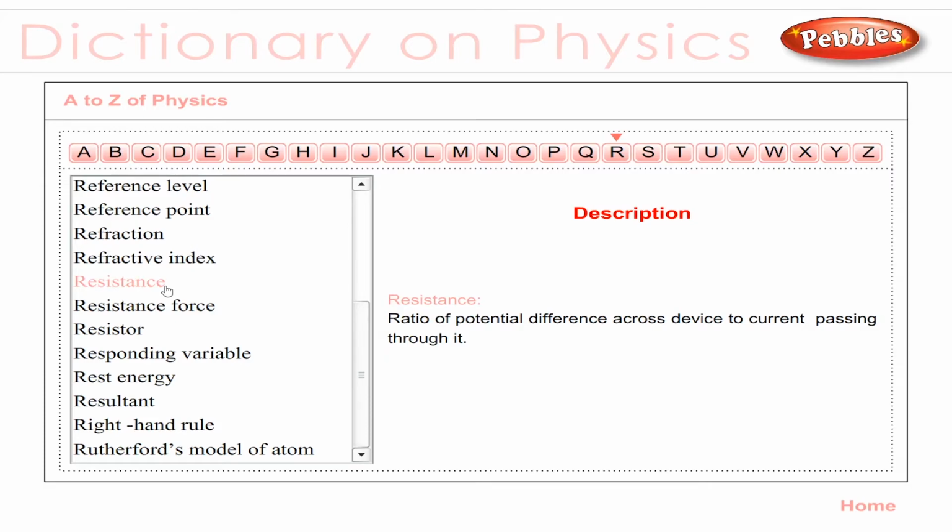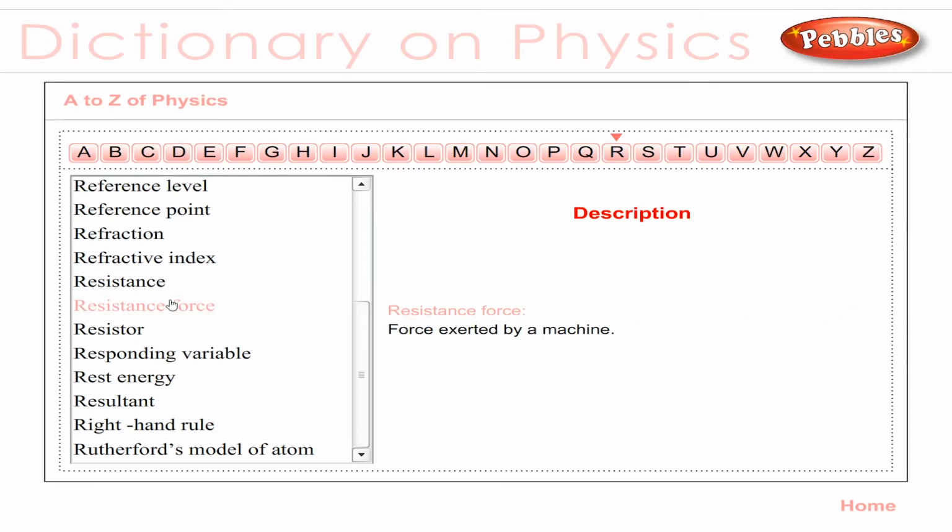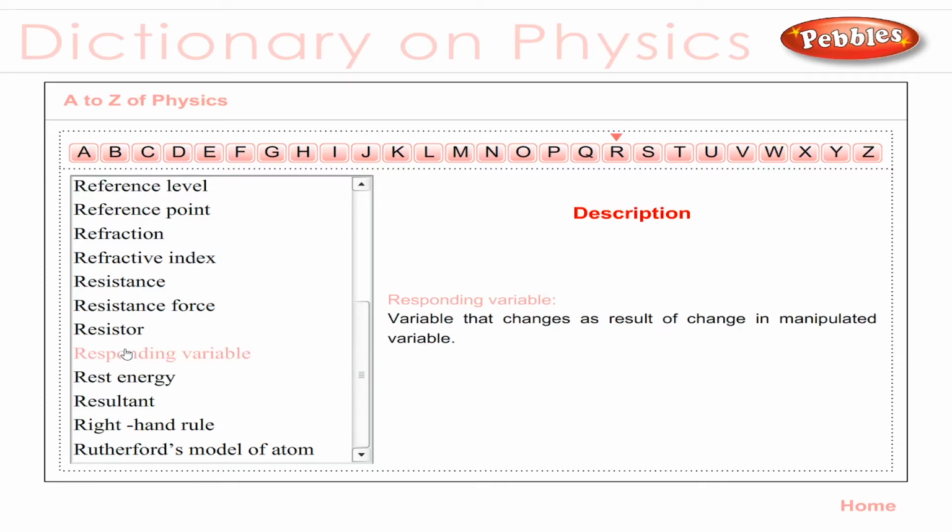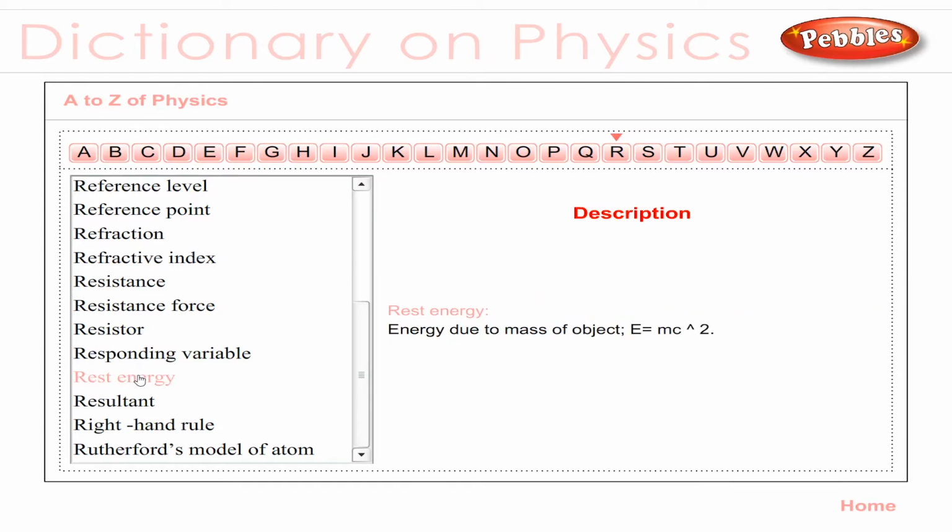Resistance. Ratio of potential difference across a device to the current passing through it. Resistance force. Force exerted by a machine. Resistor. Device designed to have a specific resistance. Responding variable. Variable that changes as a result of change in the manipulated variable. Rest energy. Energy due to mass of an object. Resultant. Vector sum of two or more vectors.